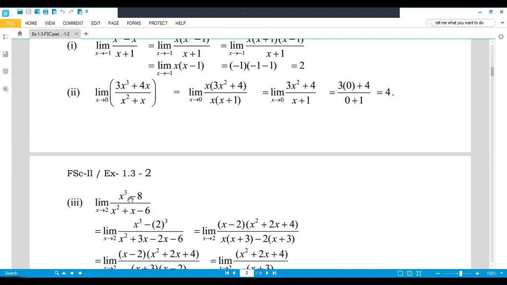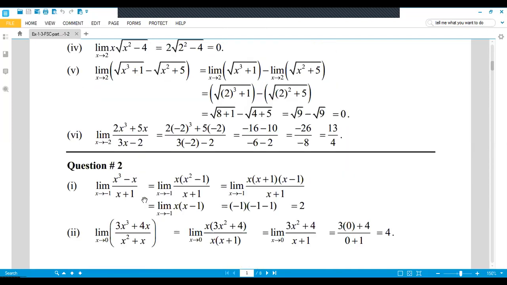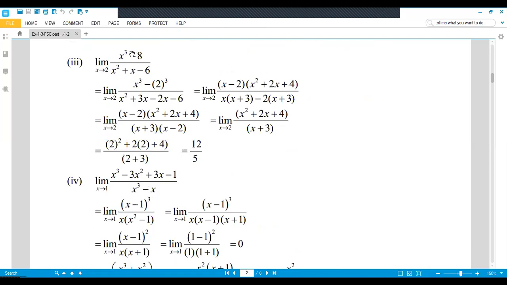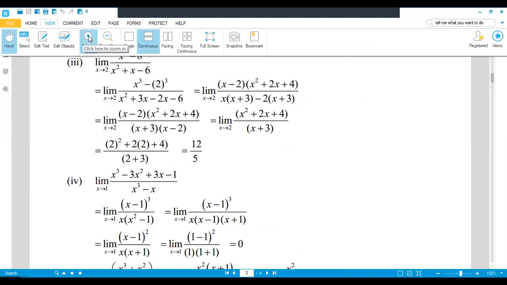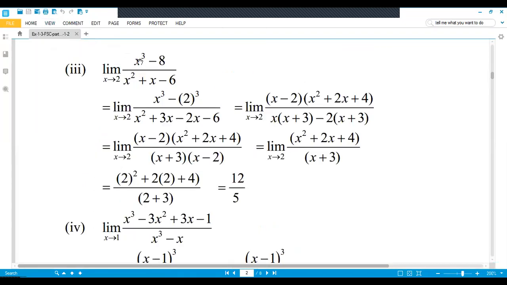If you check the numerator in this part, you have x cube minus 8. Again you have one formula. Which one? a cube minus b cube. Look, 8 is the cube of 2. So x cube minus 2 cube. a cube minus b cube is equal to a minus b into a square plus ab plus b square.